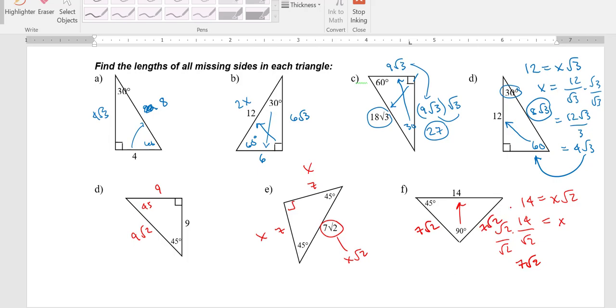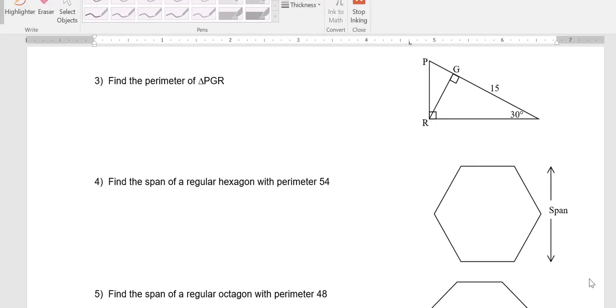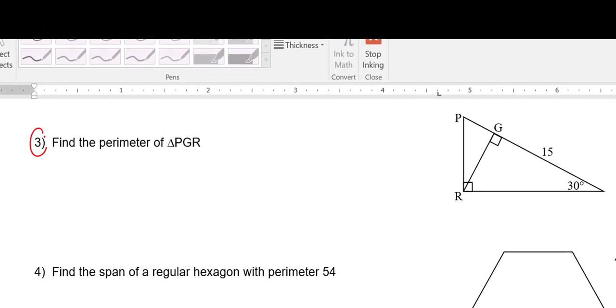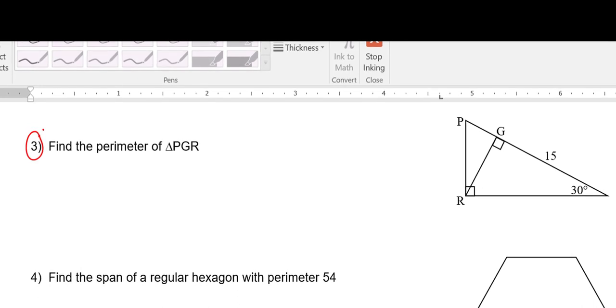Alright, let's try some problems on the backside. Okay, we're moving on to the backside here to try some application for the 30, 60, 90 and 45, 45, 90. Let's take a look at problem number 3 first. Find the perimeter of PGR.